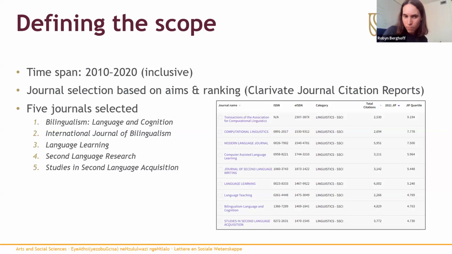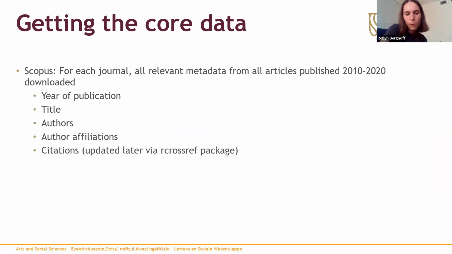So then we had our time period, our selection of 5 journals, and we wanted to start out with getting our core data, right? And that is simply metadata about all of the article records published in these 5 journals in the period that was of interest for us. And this you can very easily export from a platform such as Scopus, which is what we used, right? So you can automatically export for each article, the year of publication, title of the article, the authors, author affiliations, and then citation numbers as well, right?